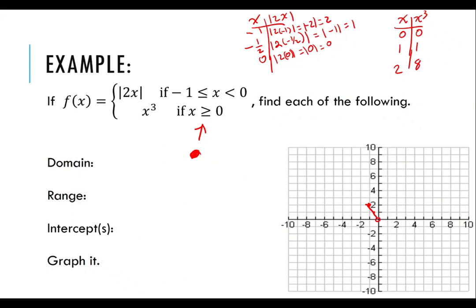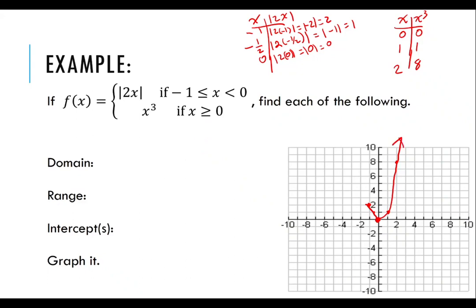The first one being (0, 0), which is, remember, a solid dot. So it actually is going to fill in that open circle. This just happens sometimes, and that's okay. Then we have the next ordered pair (1, 1). Then we have the next ordered pair (2, 8). And I need to make this kind of look like the cubic function, which does look something like this.